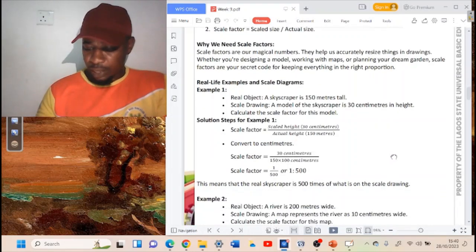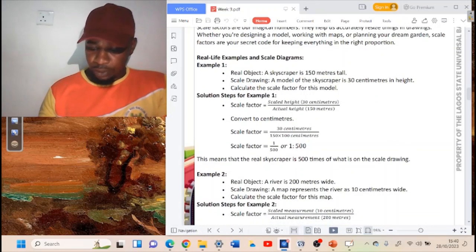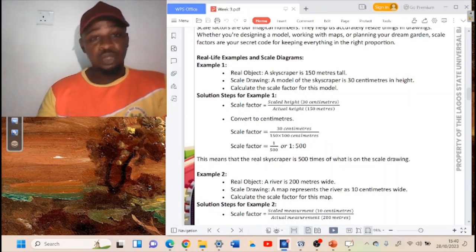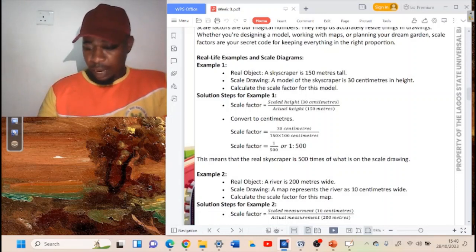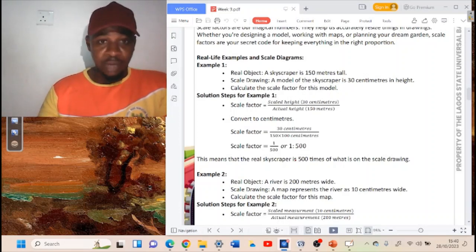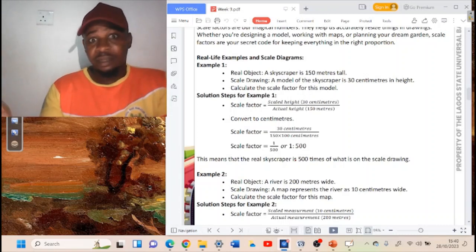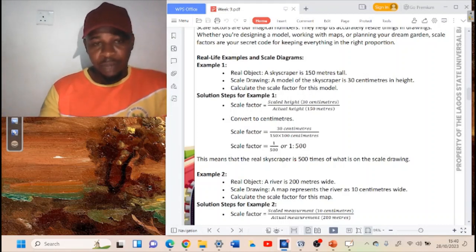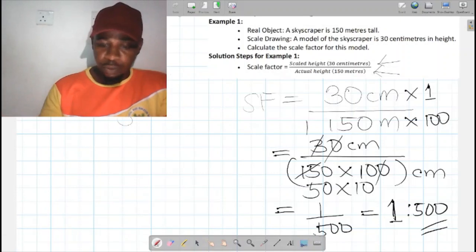Let's look at another example. For this example, it is said that a river is 200 meters wide, and that the map representing it actually depicts the river as 10 centimeters wide. So on that map, when you look at that tiny river, it's not that tiny, it's actually very wide. But what is the scale factor used? That is for us to find out. So telling the children, we'll go over to our page and do that.